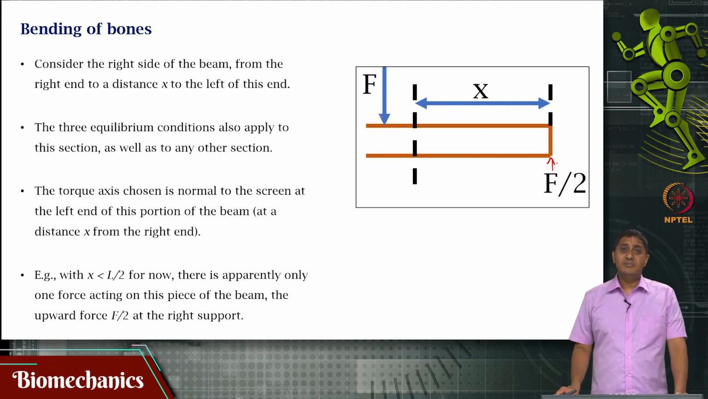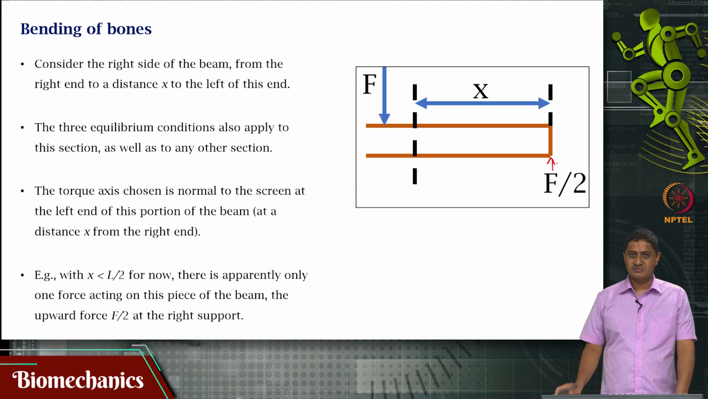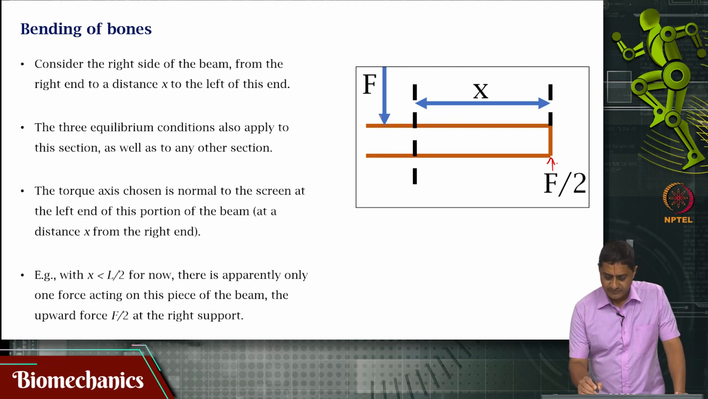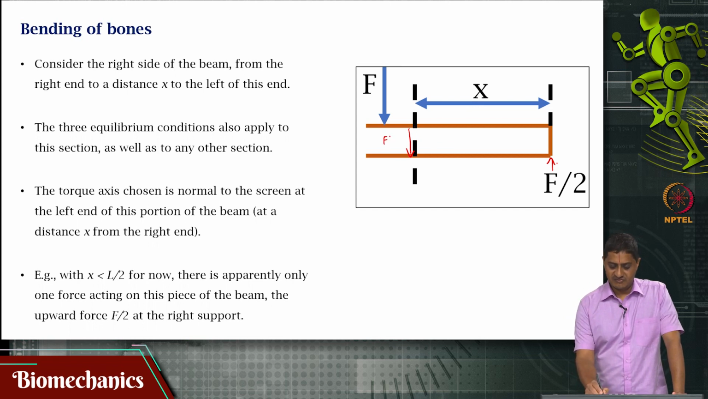remember as I said, the beam as a whole is in equilibrium. That means that that section is also in equilibrium, and all the three equations of equilibrium for 2D apply. What are these three equations of equilibrium? Sigma Fx equal to 0, sigma Fy equal to 0, sigma M is equal to 0. Okay. Now, that means when I am making this cut, this will reveal an internal force in that direction whose magnitude is F by 2.